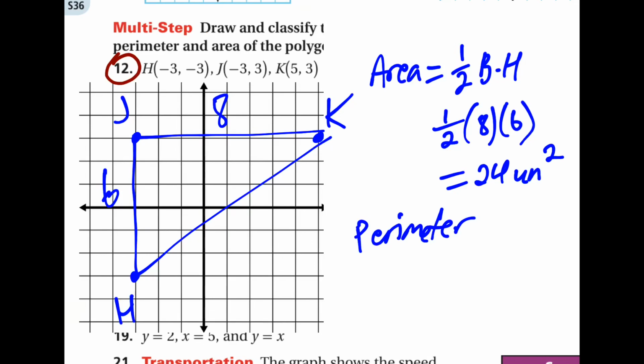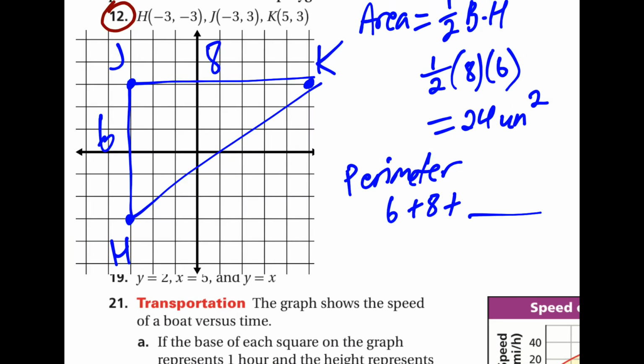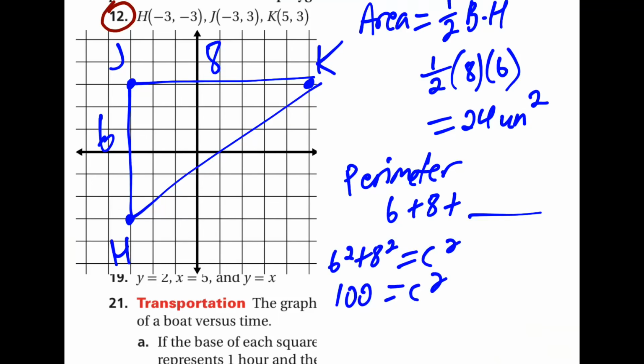For the perimeter, I'm just going to add up the 3 side lengths. 6 plus 8 plus what? And to find that, I'm going to use the Pythagorean Theorem. So this is going to be 6 squared plus 8 squared is equal to c squared. So 100 is equal to c squared, so c is equal to 10. And that's what I'll plug in here. So my perimeter is going to be equal to 24 units.